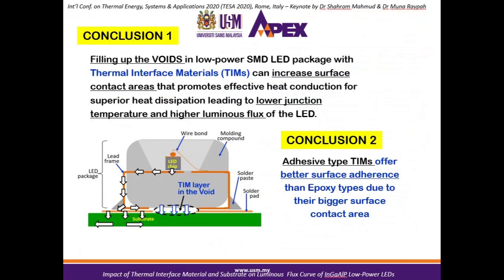There are 4 conclusions for this work. The first one, filling up the voids in low power surface mount LED with thermal interface materials can increase surface contact area that promotes effective heat conduction for superior heat dissipation, leading to lower junction temperature and higher luminous flux of the LED. Secondly, adhesive type thermal interface materials offer better surface adherence than the ones in epoxy types due to their bigger surface contact area.